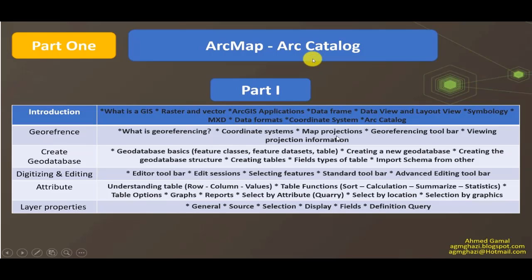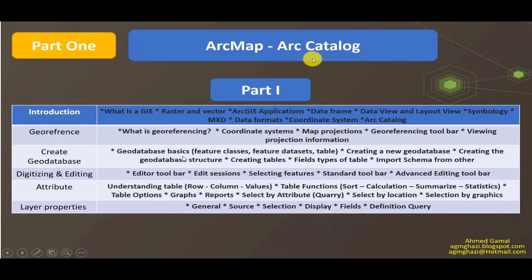And the coordinate system and map projection: how to add a projection to your map, or how to use the coordinate system to make your map projected and located on Earth. So the georeferencing toolbar: what are the different tools that we use, and viewing projection information, so what information do we add to our data after projecting it using the coordinate system. We'll discuss this in detail.